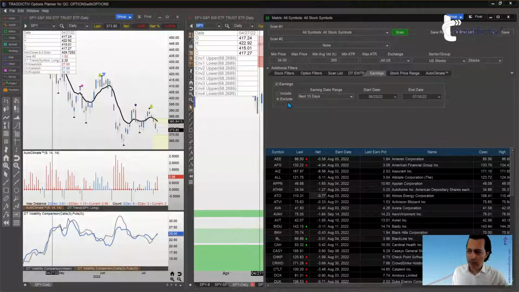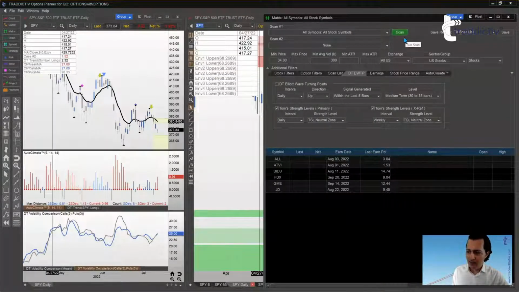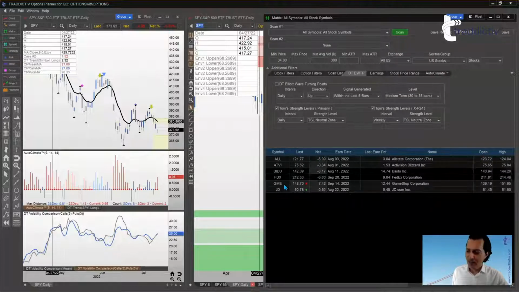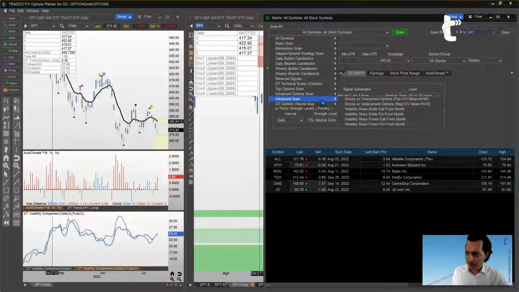Earnings, I want to exclude anything that reports earnings in 15 days or less. And then most importantly, from a neutrality point of view, I want daily timeframes to show neutral price action, weekly timeframes to show neutral price action. If I scan, I'm going to get very few. And of course, on top of those very few, I add that I want my options to be either very expensive or very cheap.